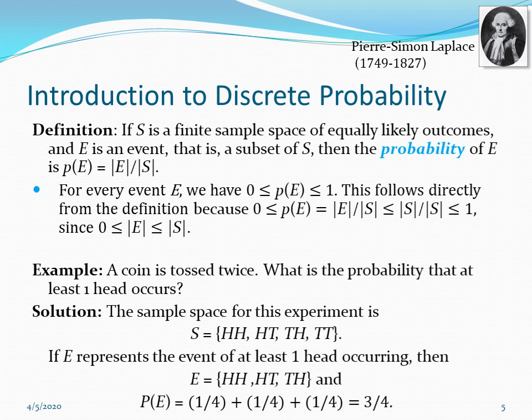These are all the possible outcomes when you toss a coin twice. Now we want to calculate the probability that at least one head occurs, so we have to decide what that event is. To get at least one head, there are 3 outcomes that satisfy this condition: head-head, head-tail, or tail-head. The probability of each outcome in the sample space is equally likely. The probability of E would be the sum of the probabilities. Each one of them is 1 over 4, so the probability of getting at least one head is 3 divided by 4.